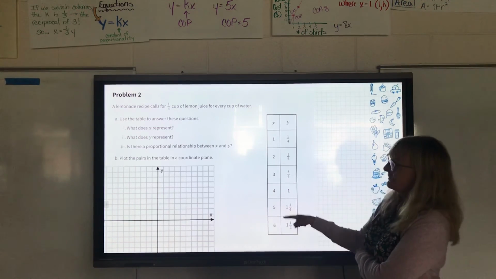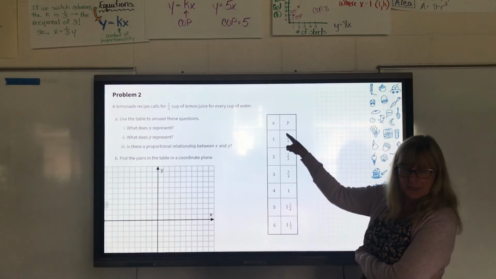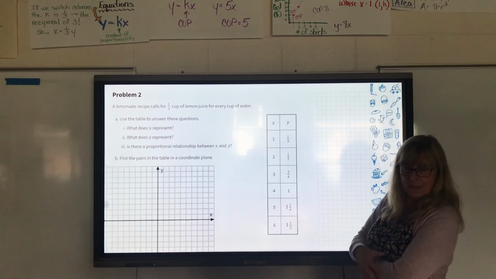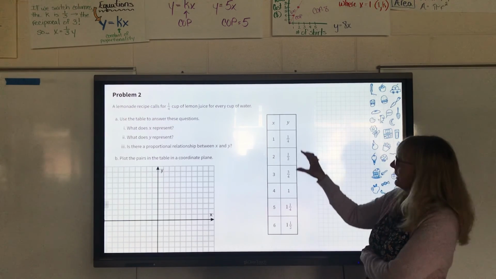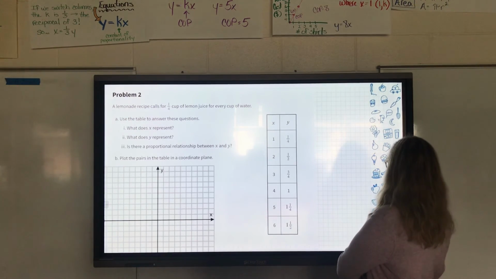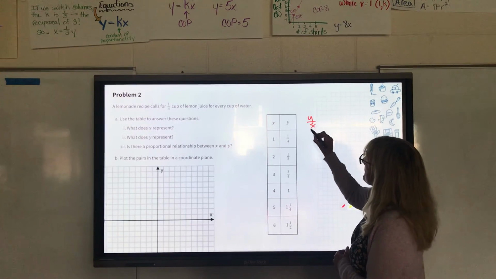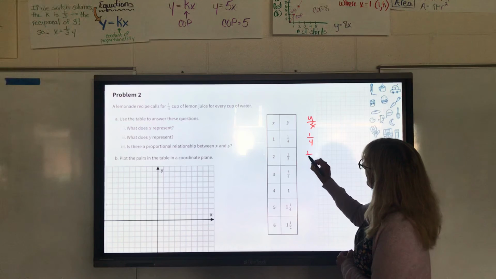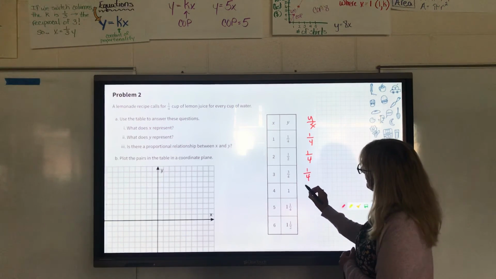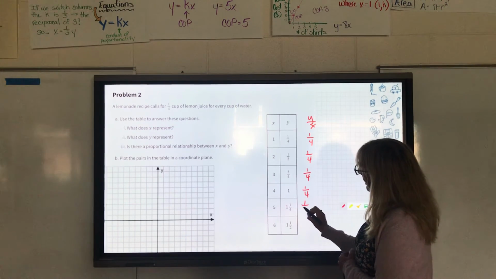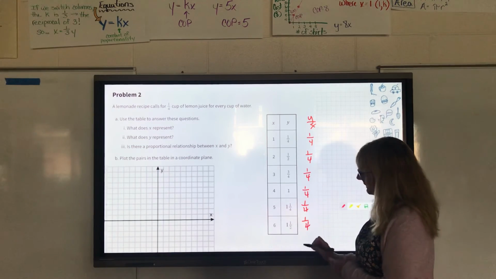Did we determine that this was a proportional relationship with the lemon juice and the cups? Yes. In the table. We did that and we found the COP was 1/4, right? When we did Y over X, we got 1/4 for every single one of these. So from a table, that's how you tell.